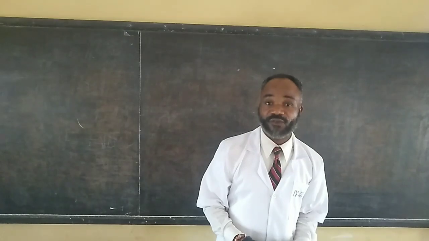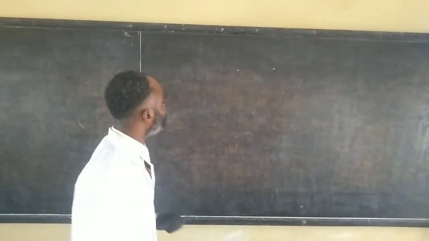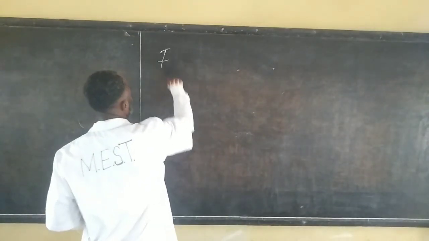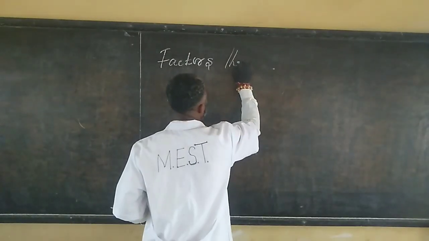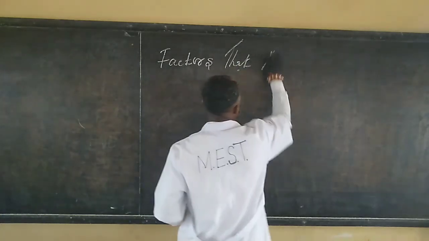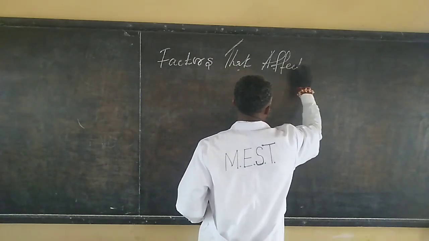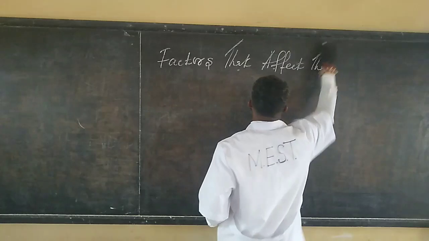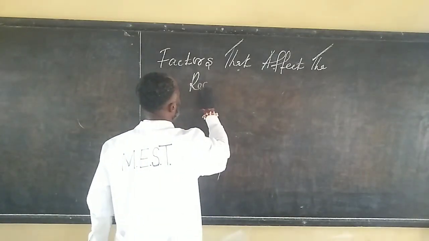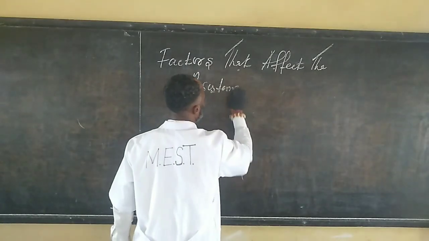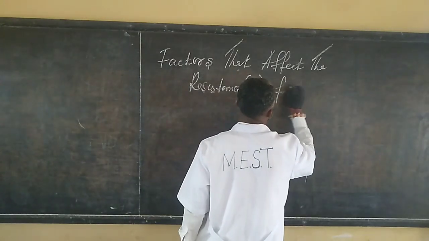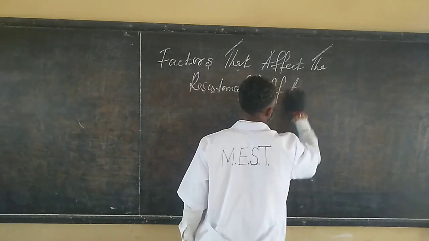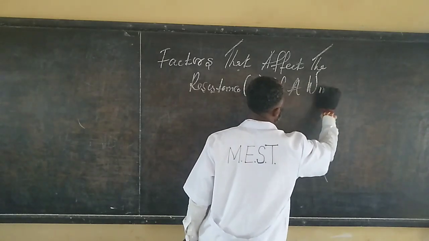There are 4 factors that affect the resistance R of a wire.